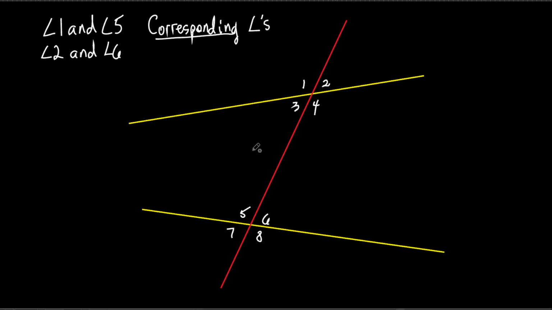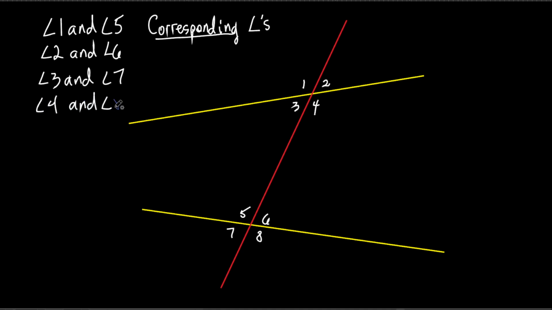There's a couple more, aren't there? What do you think? Let's go to angle 3. So angle 3 and angle 7 would be corresponding. All right, so let's write that down. Angle 3 and angle 7 would be corresponding. And there's one more set. What's the other set? That's right, angle 4 and angle 8. So angle 4 and angle 8.